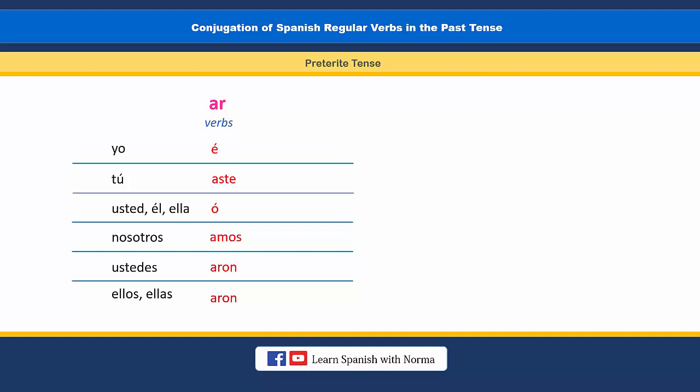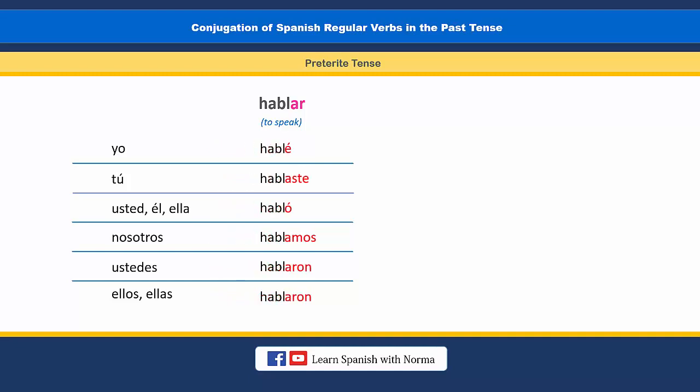Let's conjugate the verb to speak in Spanish. Hablar. The infinitive is the base form of the verb, such as to speak. In Spanish, infinitives are only one word, and one group of infinitives end in AR, like hablar. To conjugate this verb, remove the infinitive ending. Remove the AR ending, and then add the proper endings to the stems, so that they agree with their corresponding subject pronouns. And this is the conjugation of the verb hablar in the preterite tense.